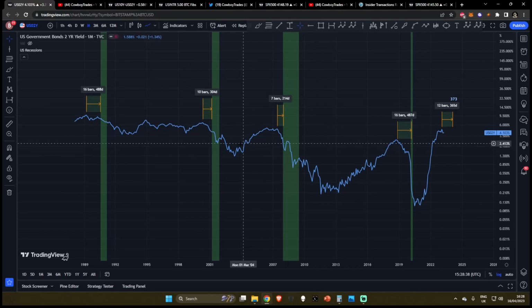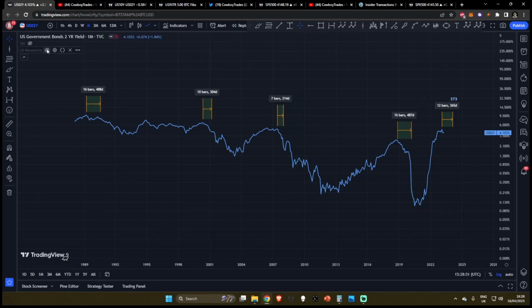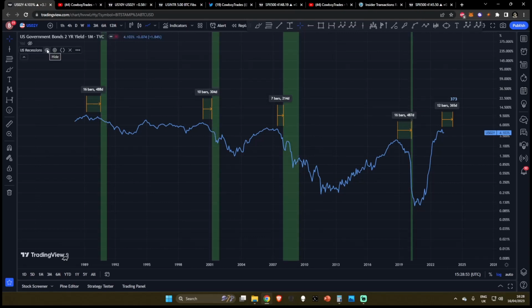What we're looking at over on the screen with this blue line is we're tracking the US government bonds on a 2-year yield basis. Like I said, veterans of the channel will be very familiar with this. We do cover the 2-year government bonds, but what we are also overlaying on this chart is these green vertical bars. This is an indicator which highlights the US recessions. We have the major recessions being in the 1989 Gulf War, in the 2000 tech stock bubble, in the 2008 subprime financial crisis, and of course the event that happened in March of 2020.